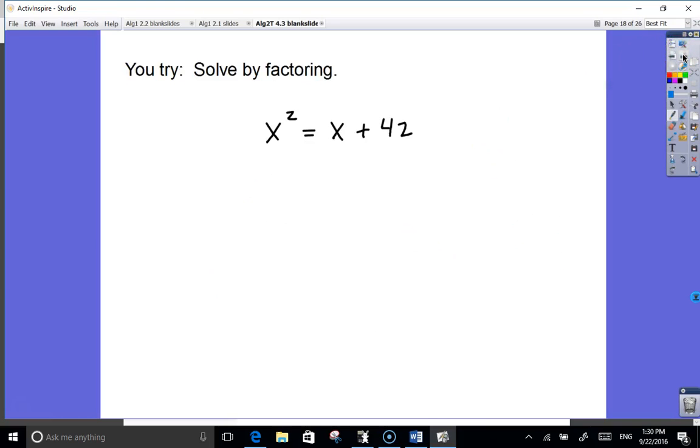So you try to do that one. And let me just say that if you get a problem like this, the easiest thing to do might seem to be to move the x squared over, but then it becomes a negative x squared. You try to keep x squared positive, i.e. move the x and the 42. So you subtracted the x and the 42 to the other side. That left is 0. And then you factored.